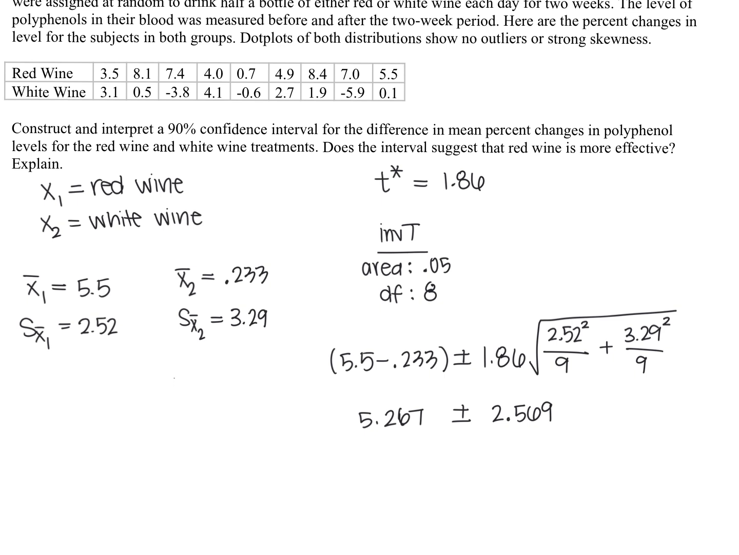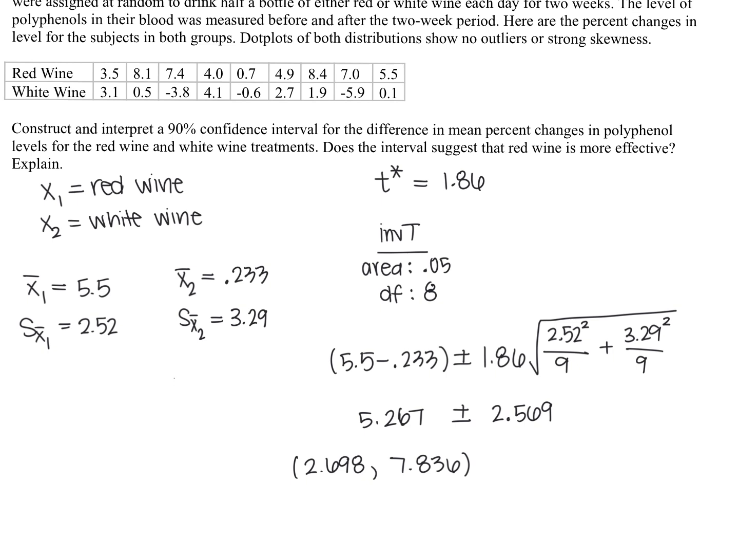So now I'm doing my plus and my minus. We're going to get 2.698. And then when we add, we're going to get 7.836. So instead of writing our traditional sentence where it says we are 90% confident that the true difference in mean percent changes in polyphenol levels for red and white wine treatments is between, I'm going to just go ahead and answer the question. Does the interval suggest that red wine is more effective?